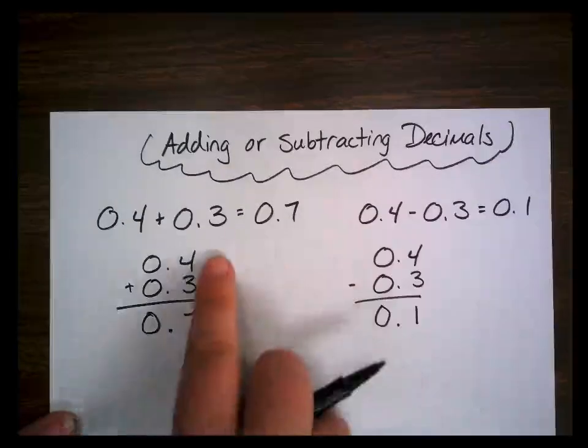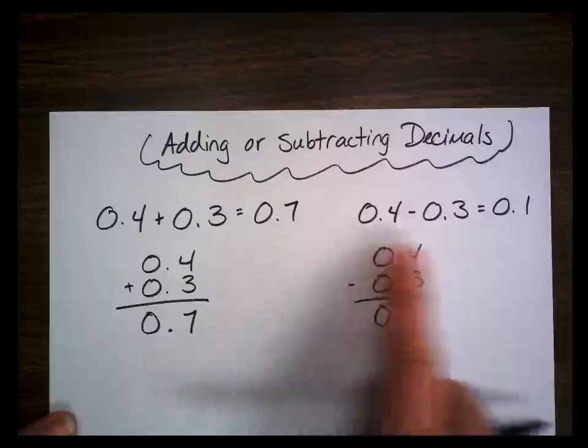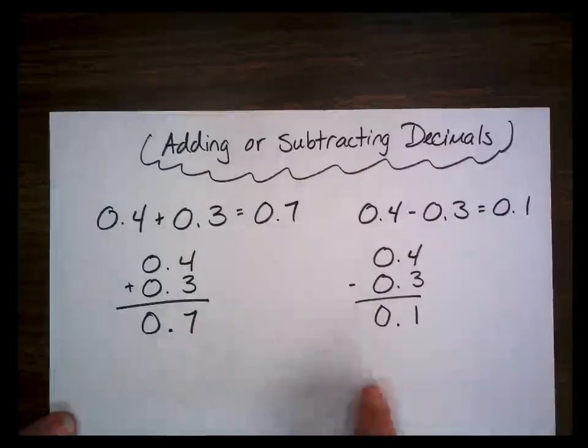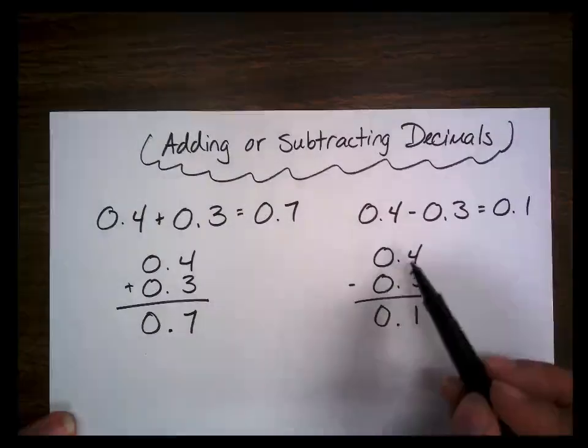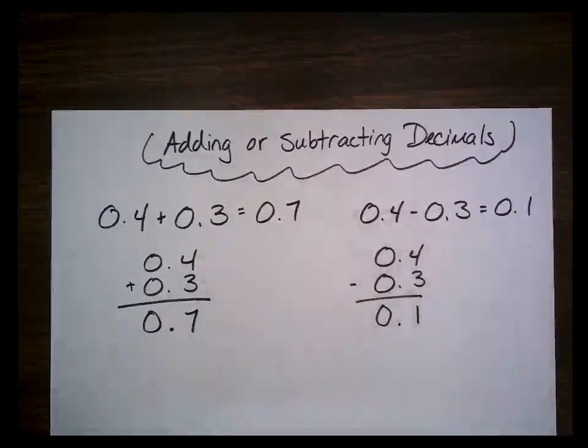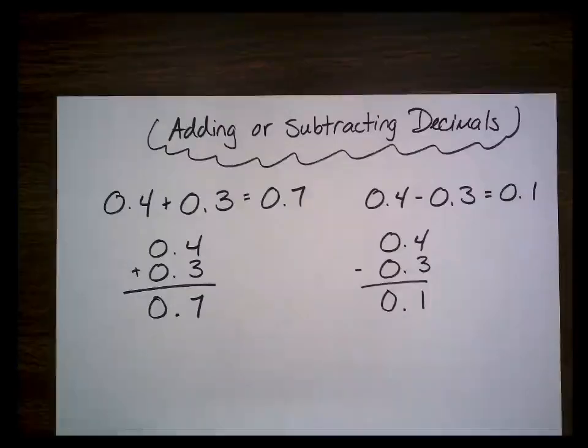So therefore we have our numbers adding and subtracting using our place values, lining up our place values. Our ones in the same place value. Our tenths are in the same place value. That's what I mean by using place value to do these. Let's take a look at another example.